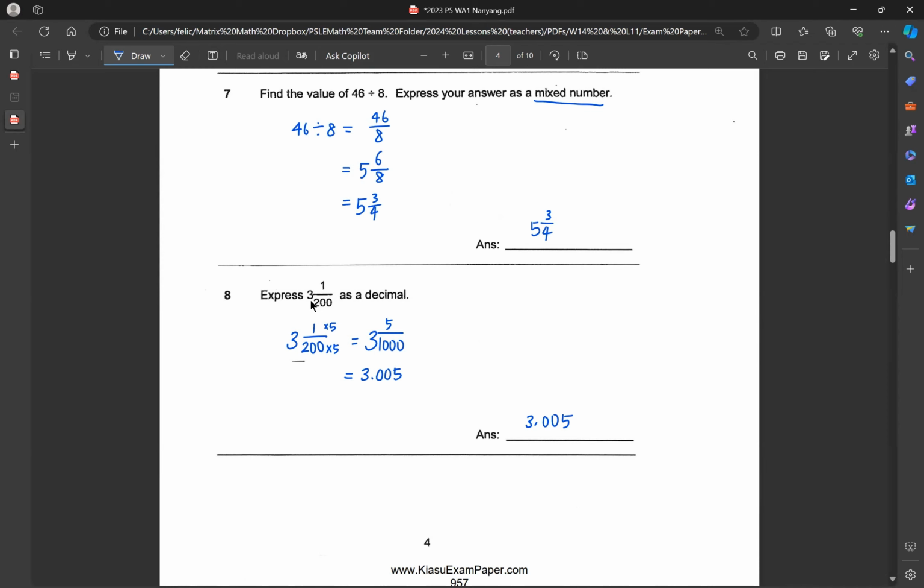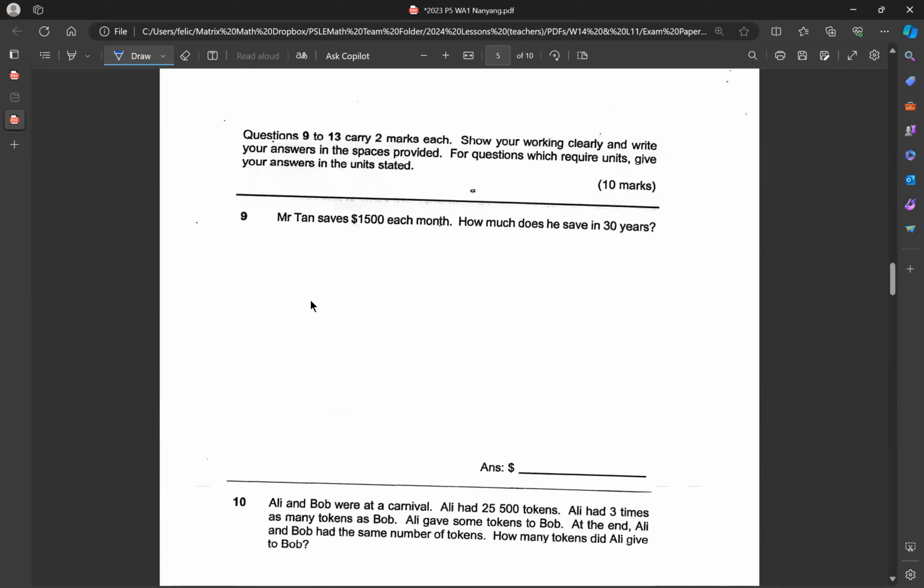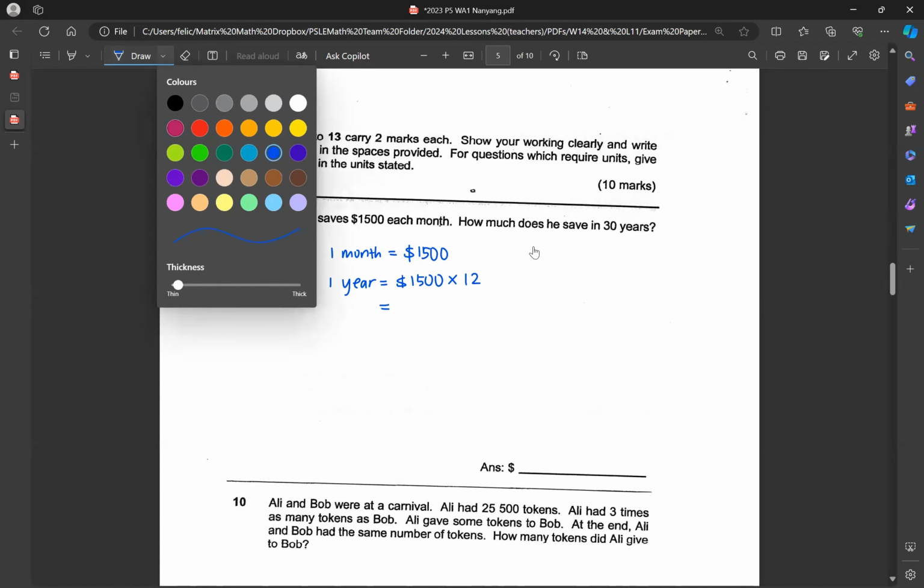Okay, next question, question 9. Mr. Tan saves $1,500 each month. How much does he save in 30 years? All right, so 1 month is $1,500. Now, before I go on to do 30 years, maybe what would be good is to settle 1 year first. As we all know, 1 year has 12 months. So simply 1,500 times 12. Now, since this is a no calculator question, what you can do to do the multiplication more efficiently will be to perform 15 times 12.